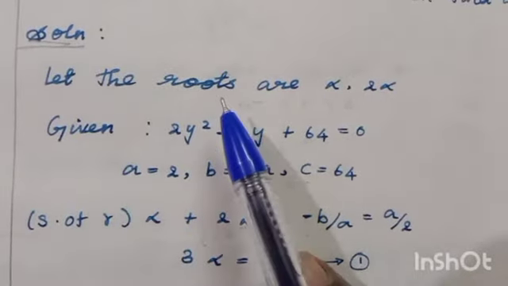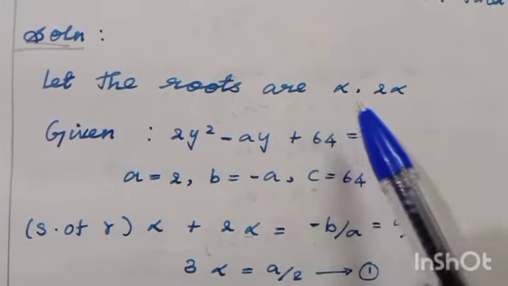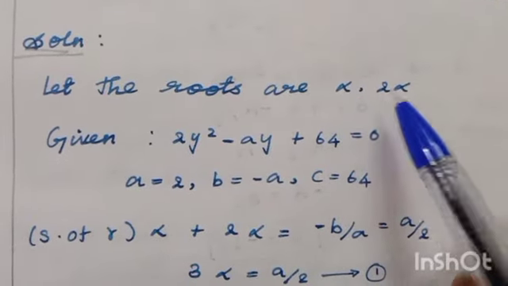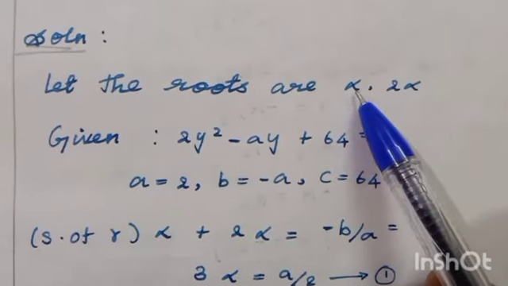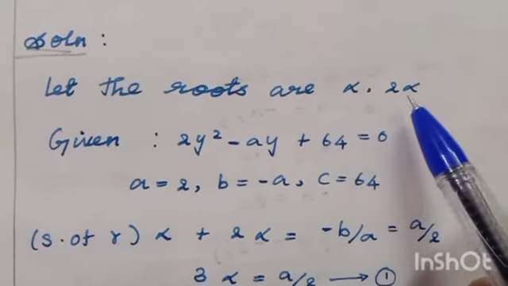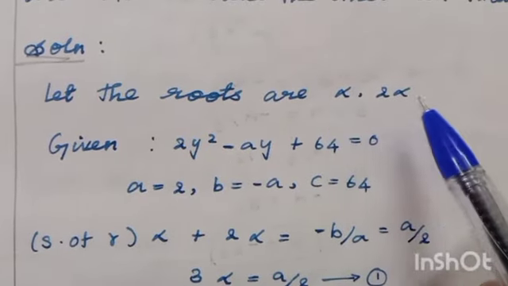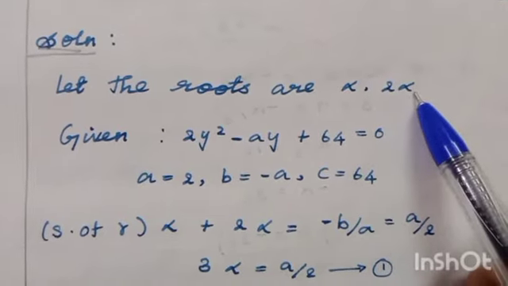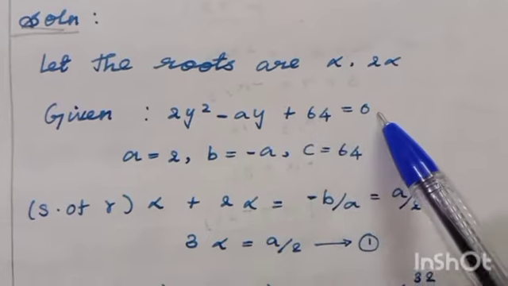Listen students, the roots are not given in this question. So you have to consider the roots to be alpha. The clue is given: one root is twice the other. So that means one root is alpha, and the other root is 2 alpha, because it is twice. Twice means 2 times. Given quadratic equation 2y square minus ay plus 64 is equal to 0.